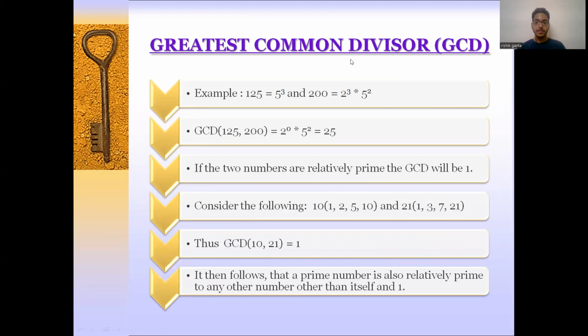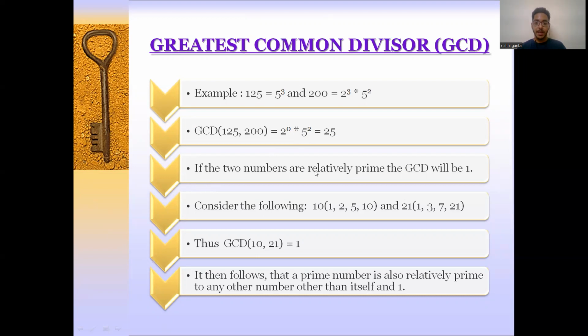Greatest common divisor. We can explain this using an example. Consider 125, which can be written as 5 power 3, and 200, which can be written as a product of 2 power 3 into 5 power 2. When we consider the greatest common divisor of 125 and 200, we can see that there are no other common factors other than 5 to the power 2. So the GCD can be written as 2 power 0 into 5 power 2, that is 25.